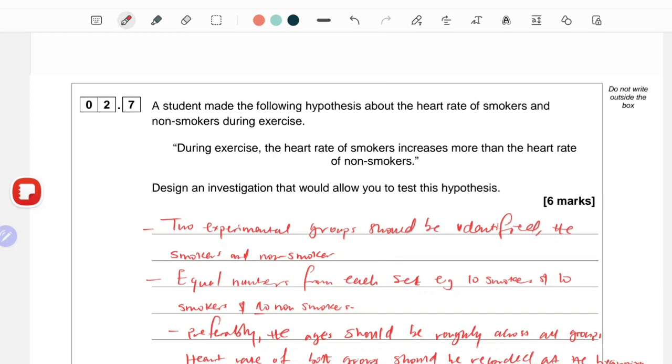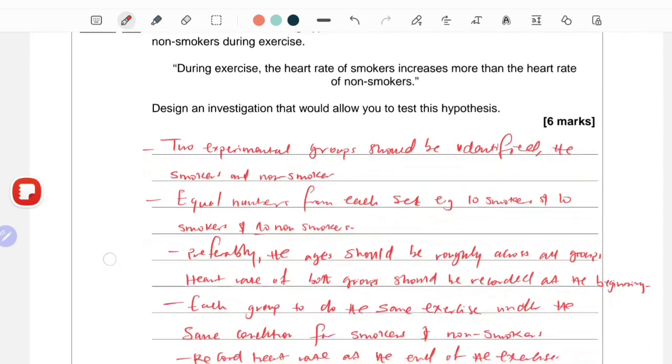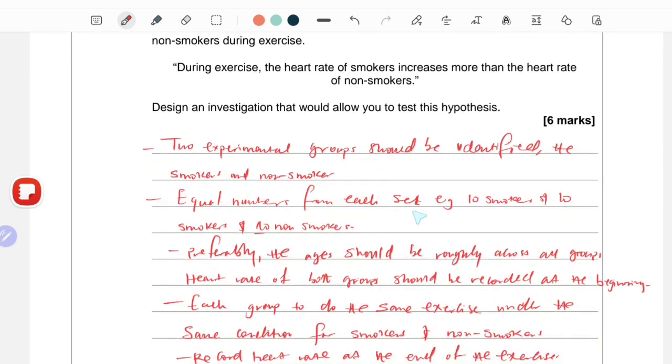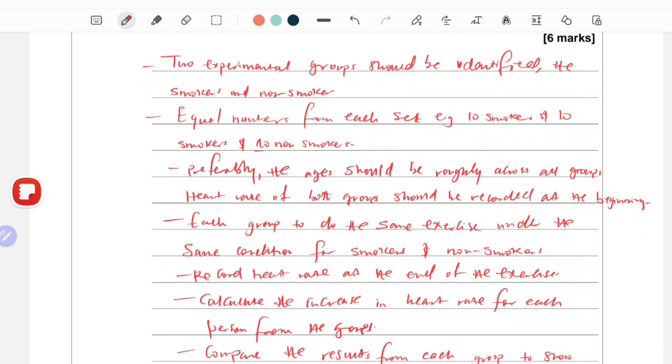So what you need to do is this. Two experimental groups should be identified: smokers and non-smokers. Equal number from each. Maybe you say 10 smokers and 10 non-smokers. Please, it's good to mention numbers here. Now, preferably, they should be the same age. Roughly the age should be the same across the groups. Heart rate of both groups should be recorded at the beginning, so you should see what happens before the exercise begins.